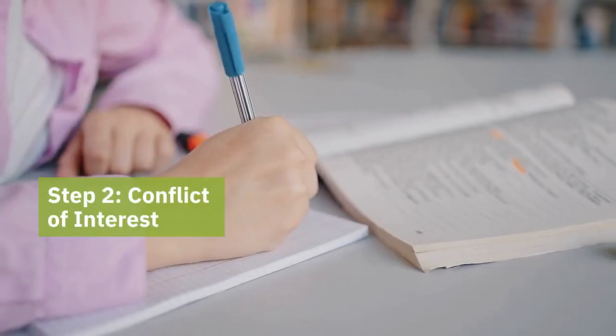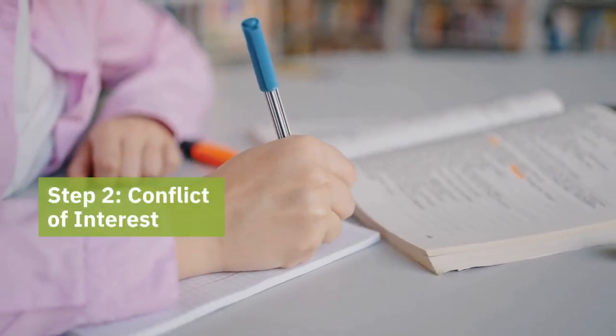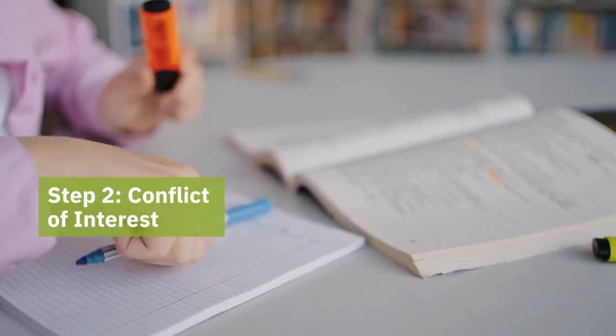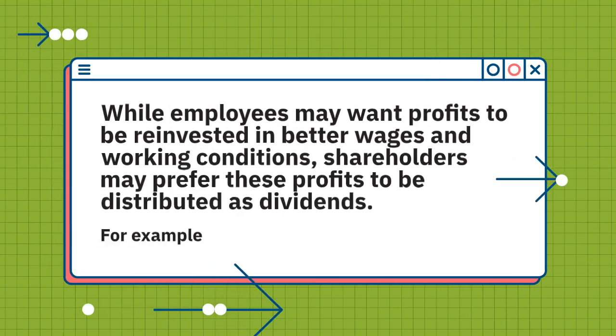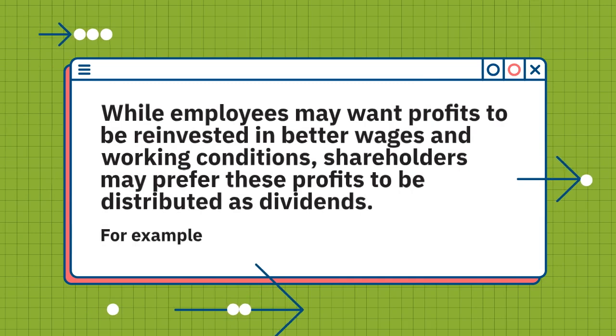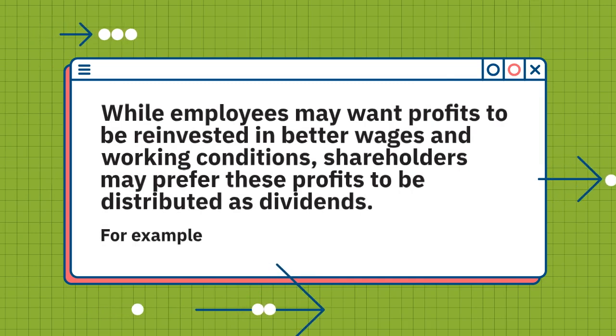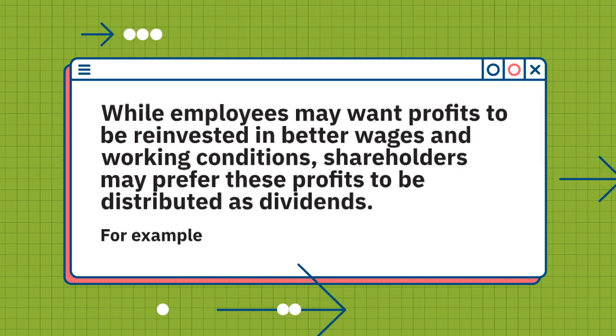Conflict of interest. In the next paragraph, discuss how a conflict might arise between these stakeholders. For example, while employees may want profits to be reinvested in better wages and working conditions, shareholders may prefer these profits to be distributed as dividends.